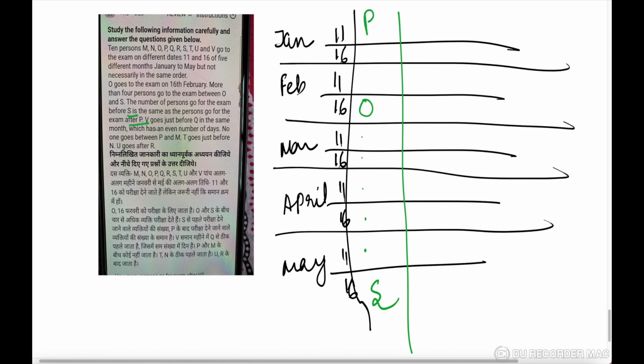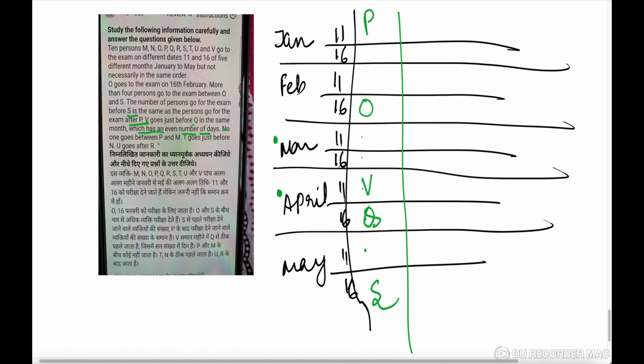So P comes here. V goes just before Q in the same month, which has an even number of days. So March has 31 days, April has 30 days. So here VQ comes over here in April.